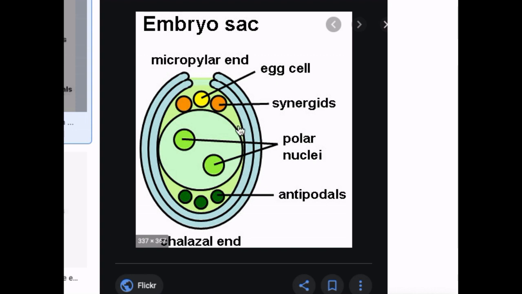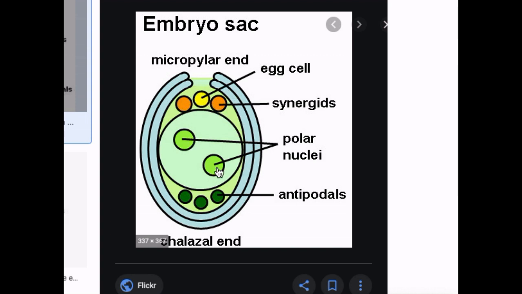Out of 8 types of cells, one of these cells is called the egg cell. Who does this egg cell fuse with? It fuses with the male cell from another plant. And can you see in this diagram here? You have 2 cells here. Please make a note that all these cells here are haploid, which means that they have n number of chromosomes in each of these cells.